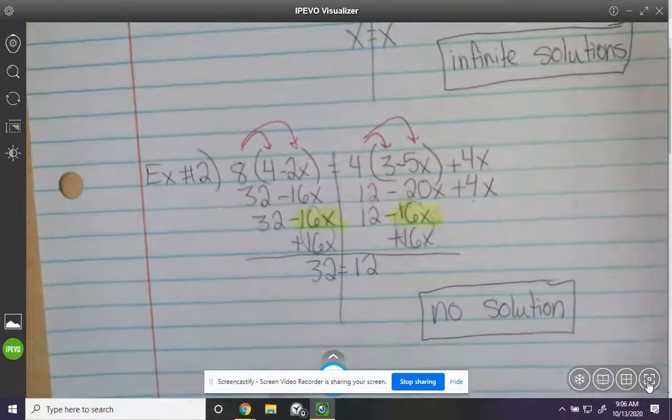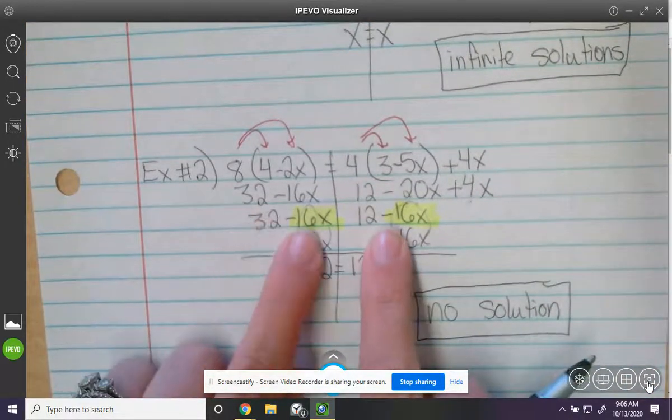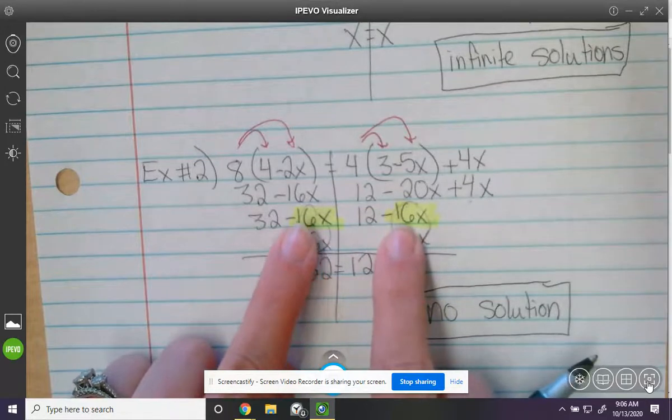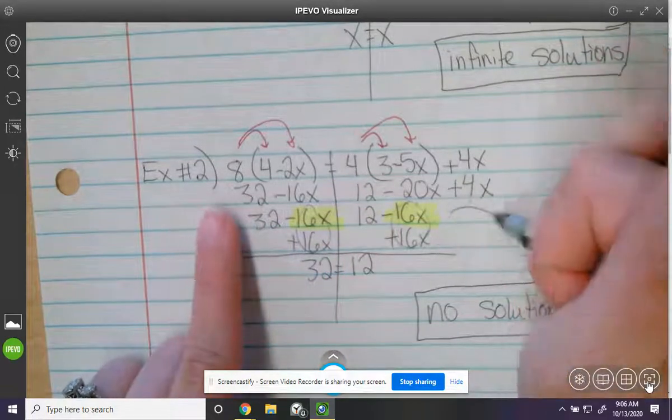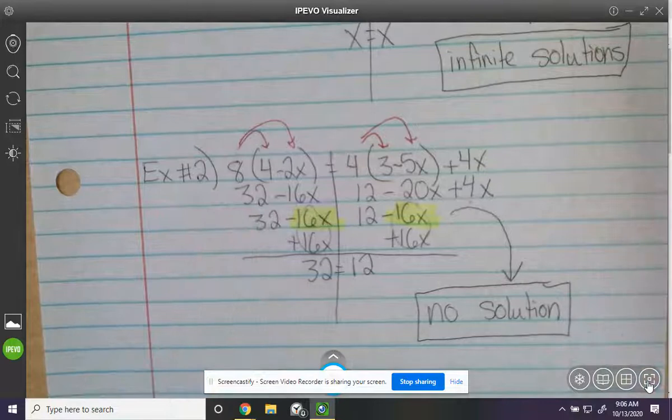And you can do this to where you get a number and an x, a number and an x, and if your x's are the same, but your numbers are different, then you can automatically say, oh, that's going to be a no solution.